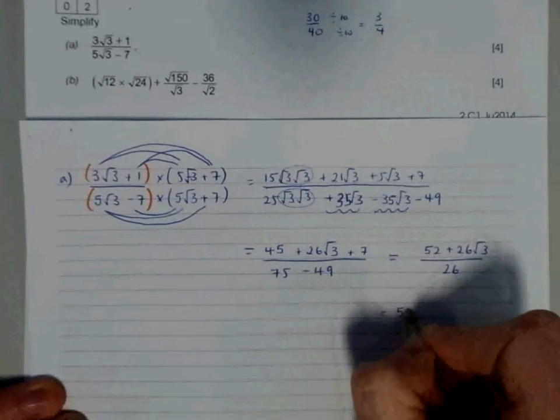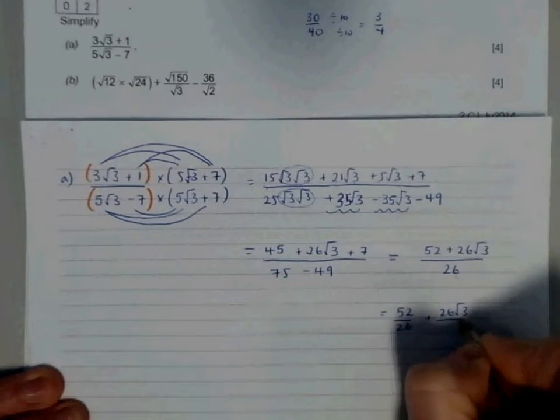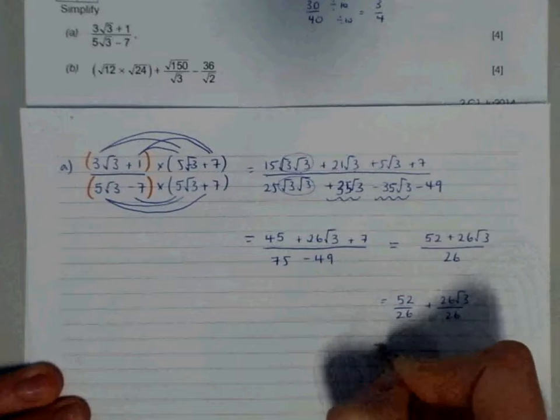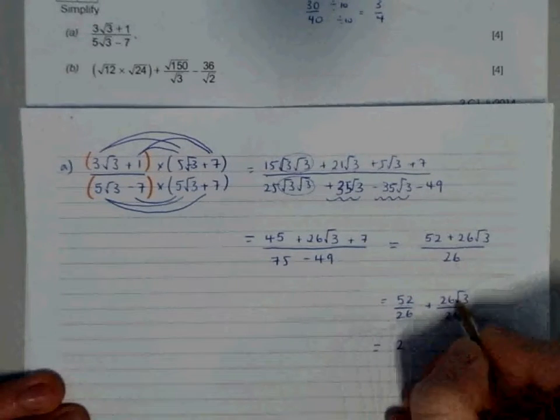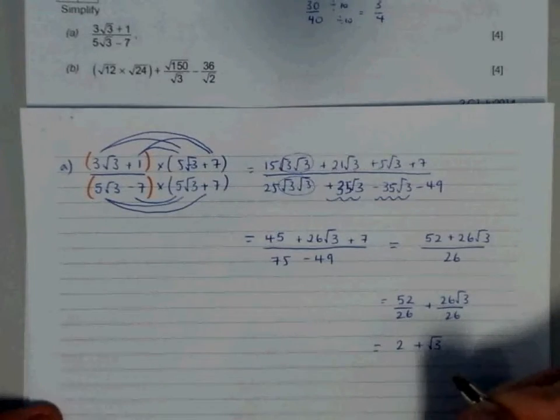So this is the same as 52 over 26 plus 26 lots of root 3 over 26. 52 divided by 26 is 2. 26 lots of root 3 divided by 26 is just root 3.